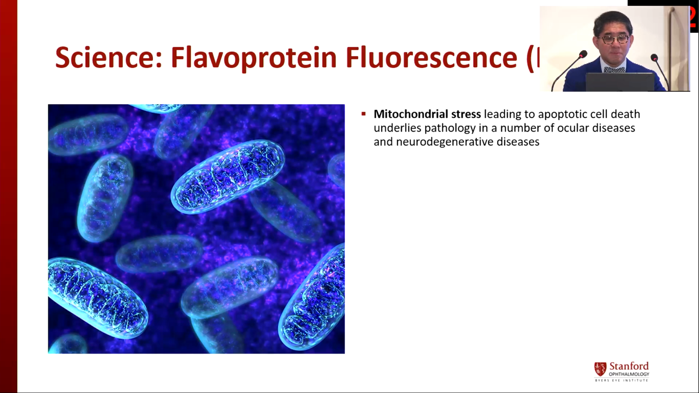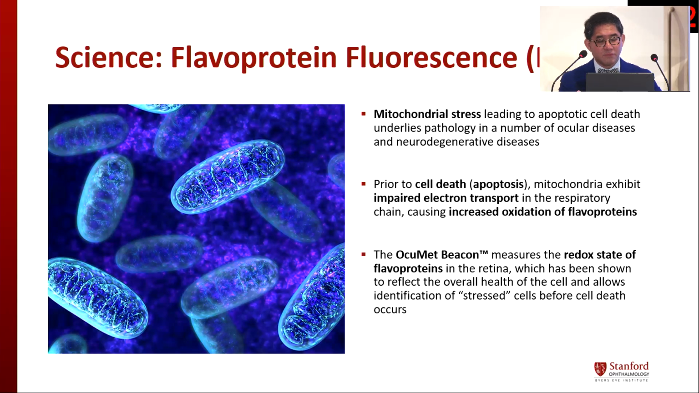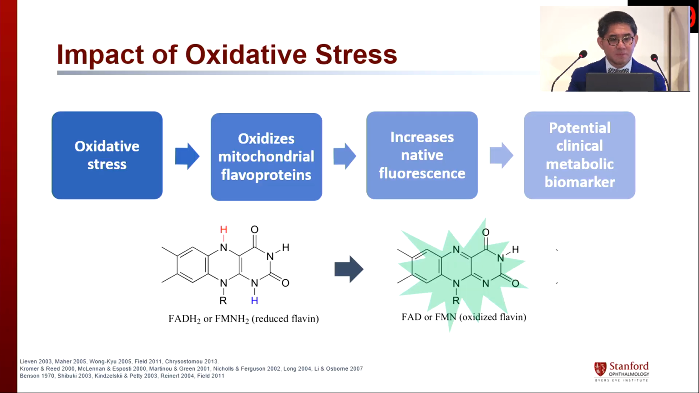Let's look at the mitochondrial stress. This can lead to apoptotic cell death, the underlying pathology in a number of ocular diseases. However, prior to the cell death, which is apoptosis, mitochondria exhibit what we call impaired electron transport that can then lead to an increased oxidation of flavoprotein. So it is this concept of flavoprotein that we now focus on. The OcuMet Beacon, which you will see shortly, is a device that measures the redox state of flavoprotein in the retina, and it helps us to detect the health of the retina, among other things. This is a cartoon that's showing what happens from the beginning.